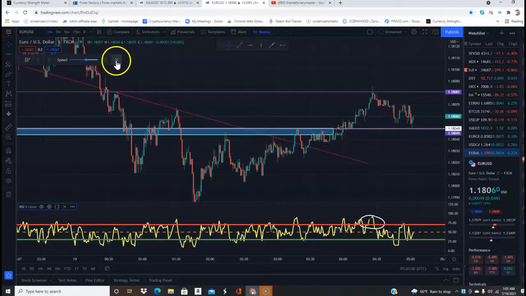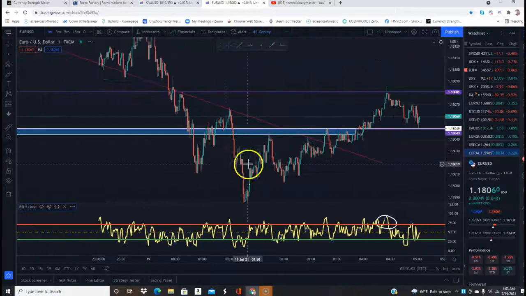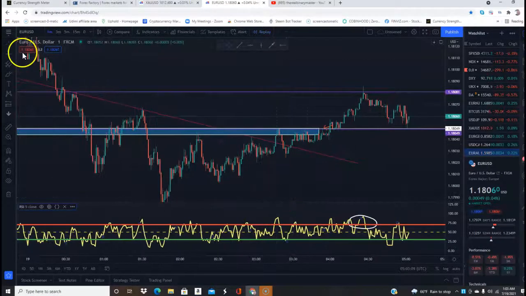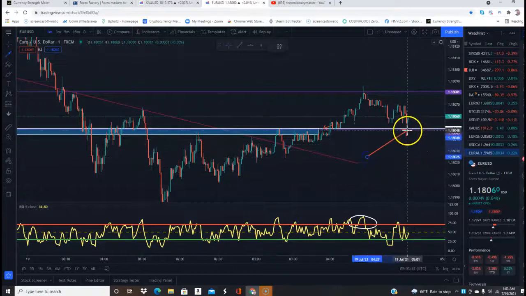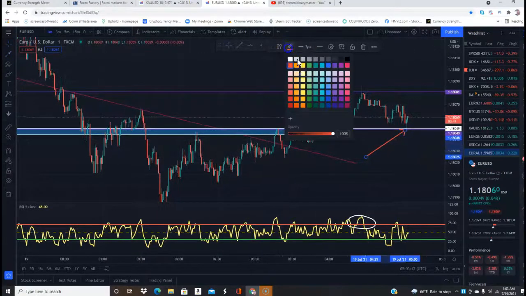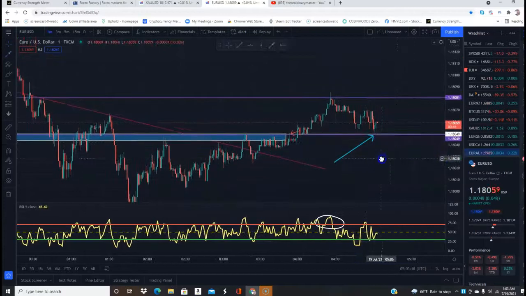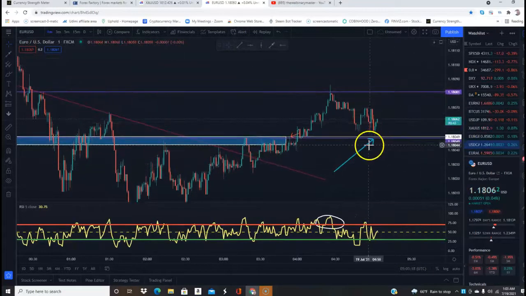Alright guys, so let me get off of this. Let me get an arrow. As you guys can see, price came down, wicked 0.49.